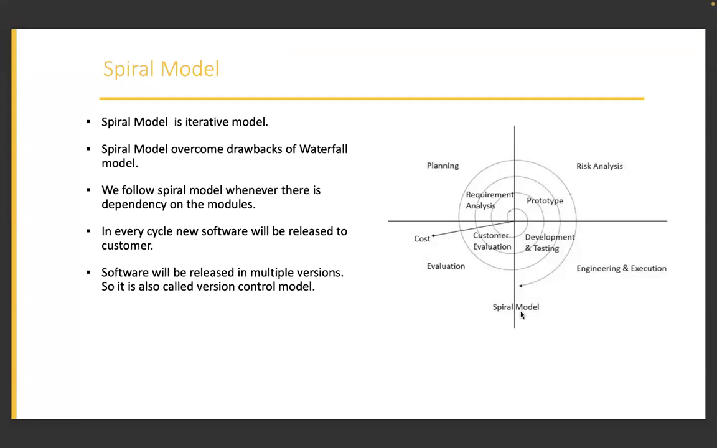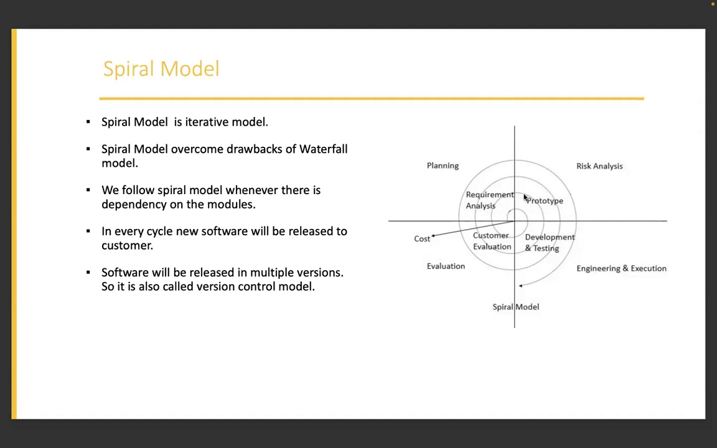In this diagram, you see on the right hand side there are planning, cost, and evaluation, all those things happening. This is like a multiple waterfall model. Here also we will do the requirement gathering, the prototype as in the design part, then development and testing. After that, we have the customer evaluation, and you can consider the maintenance part over here.